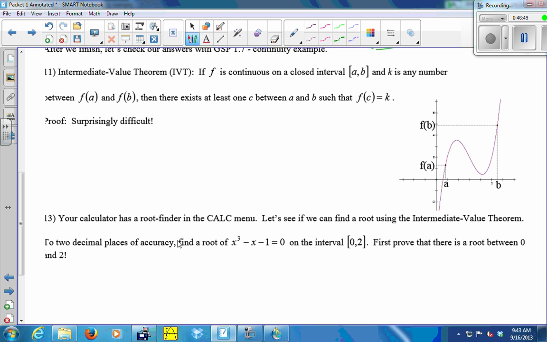So when I draw a picture, I have a closed interval, a to b, right? An interval on the x-axis from a to b. And the function is continuous on that interval. I can draw the whole thing without picking up my pencil.